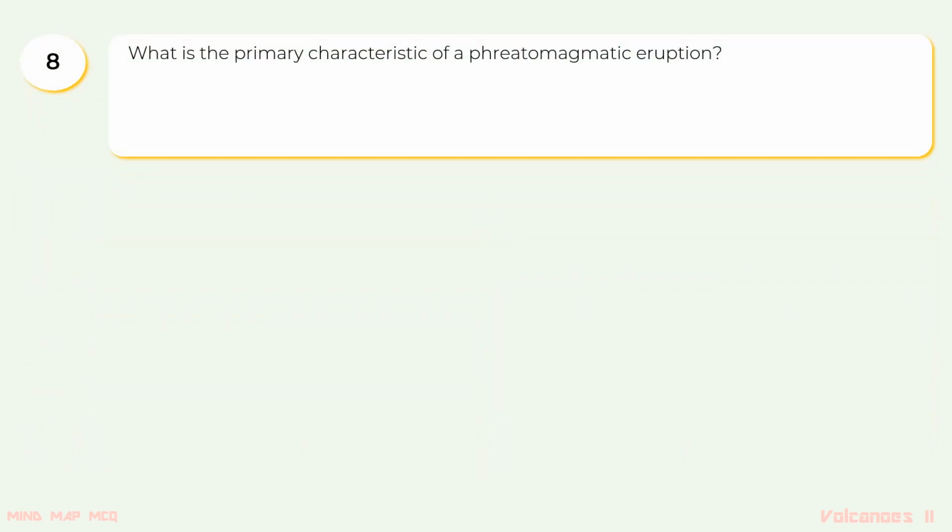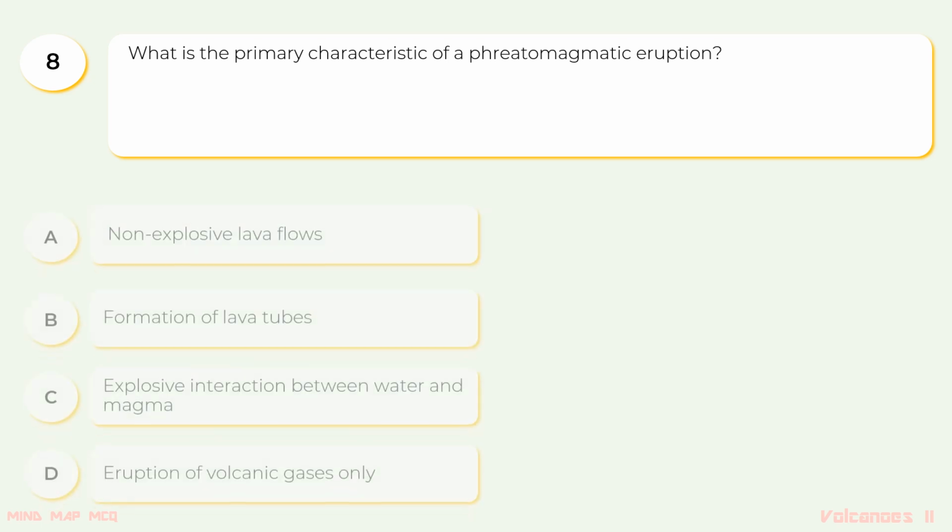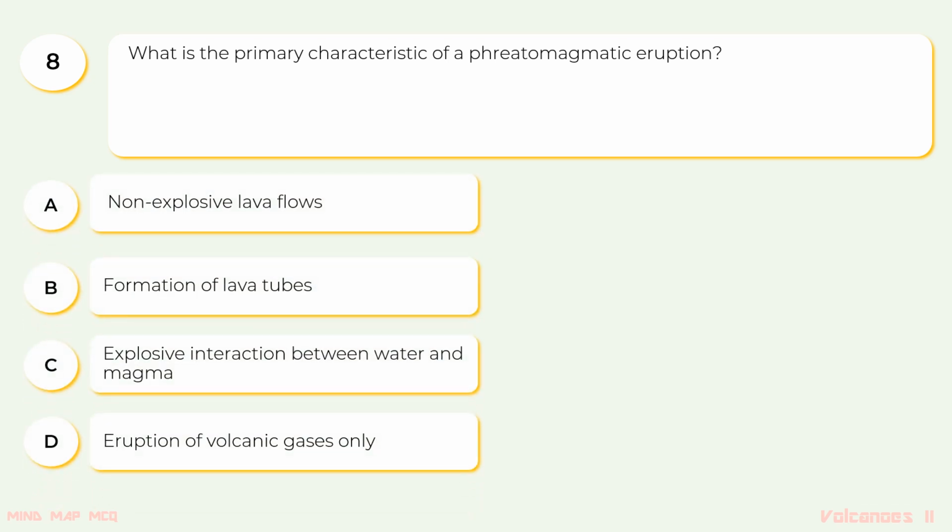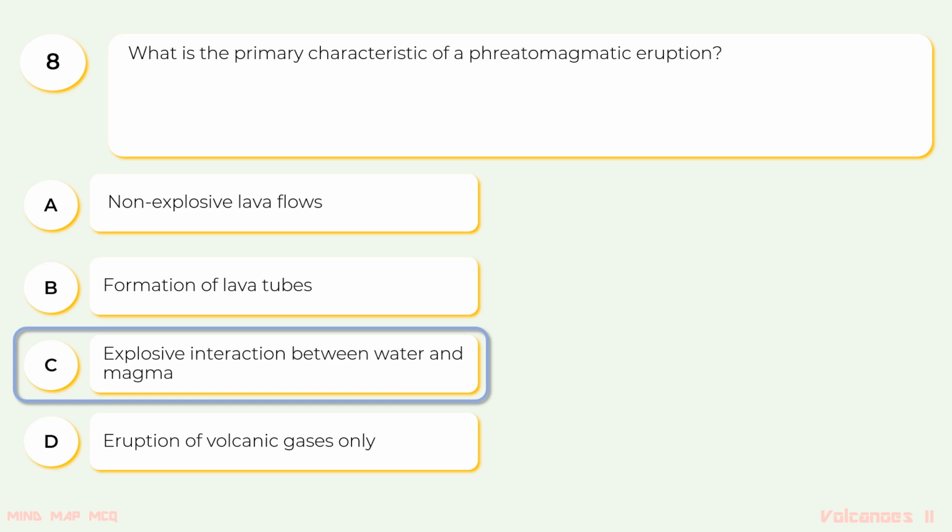8. What is the primary characteristic of a phreatomagmatic eruption? The options are A. Non-explosive lava flows, B. Formation of lava tubes, C. Explosive interaction between water and magma, D. Eruption of volcanic gases only. The correct option is C. Explosive interaction between water and magma.